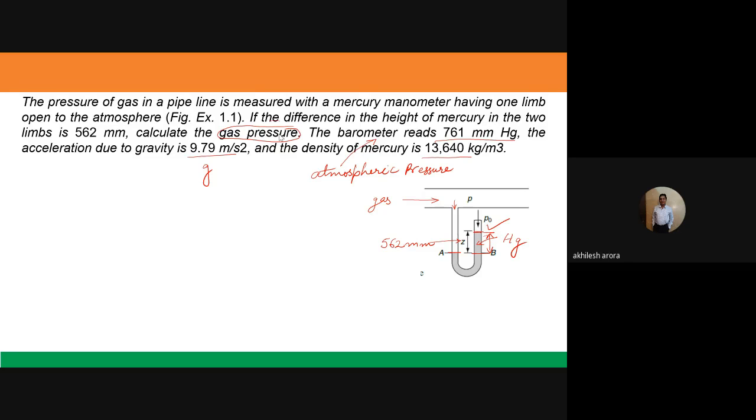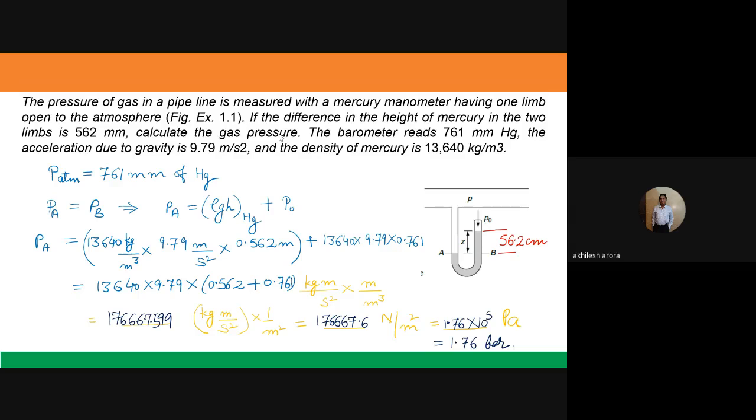So in the next slide, I have solved this numerical problem. The first thing that is given to us is the atmospheric pressure, and the value is 760 millimeter of mercury column. Normally, this value is 760 millimeter of mercury column. In this numerical problem, the atmospheric pressure is also given as 760 millimeter of mercury column. Okay. So now you can see it here.